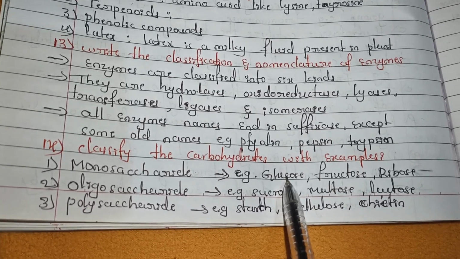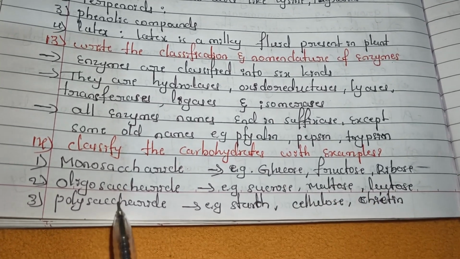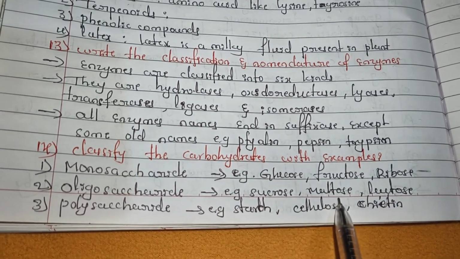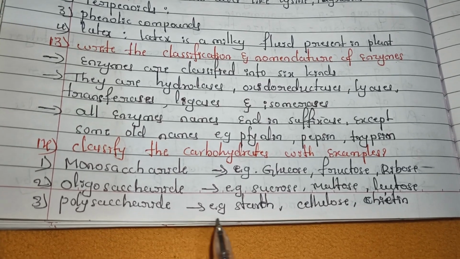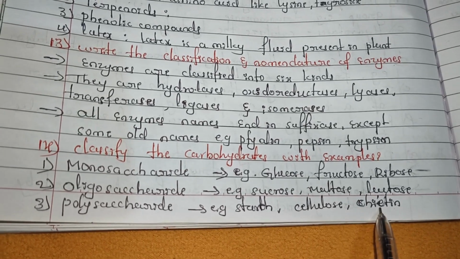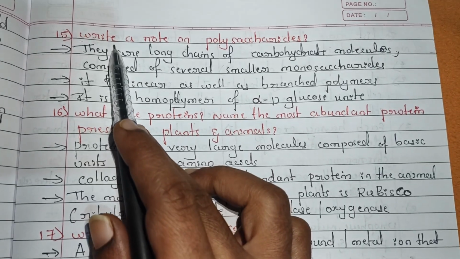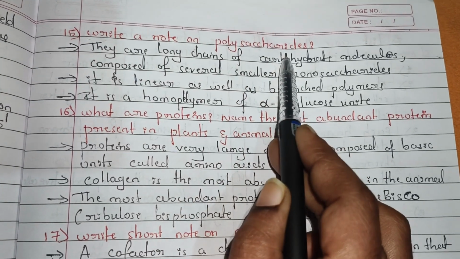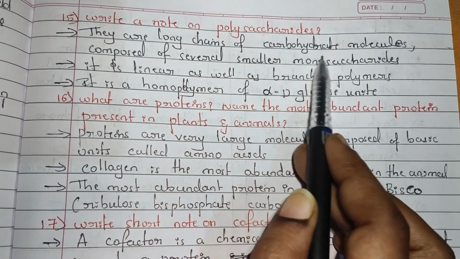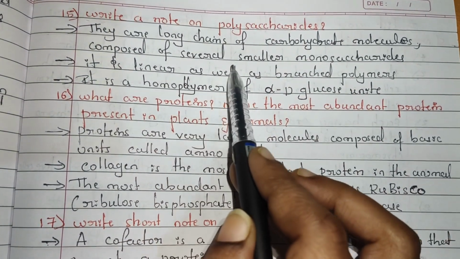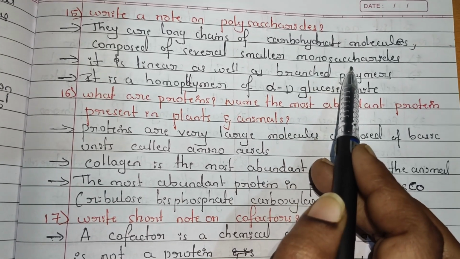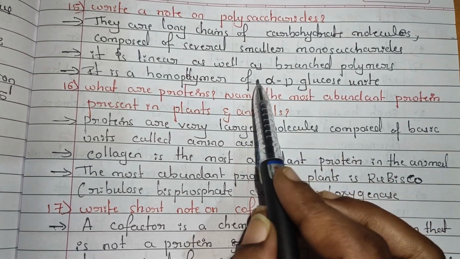Monosaccharides have examples like glucose, fructose, ribose. Oligosaccharides have sugars like maltose, lactose. Polysaccharides have starch, cellulose, chitin. Next question, write a short note on polysaccharides. A long chain of carbohydrate molecules composed of several small monosaccharides is called polysaccharides.